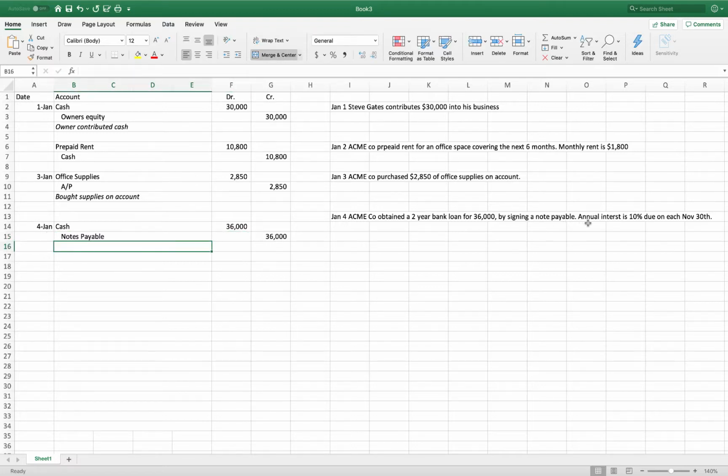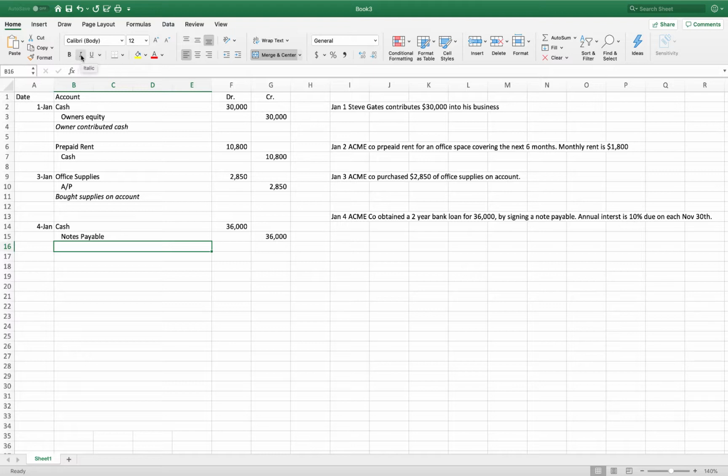Now, notice it said annual interest 10% due each November 30th. Am I at November 30th yet? Not at all. I'm at January 4th. Do I owe, as of today, do I owe them any interest? Absolutely not. I just signed the bank note. I just got the money today. There hasn't been any time for interest to accrue. Okay?